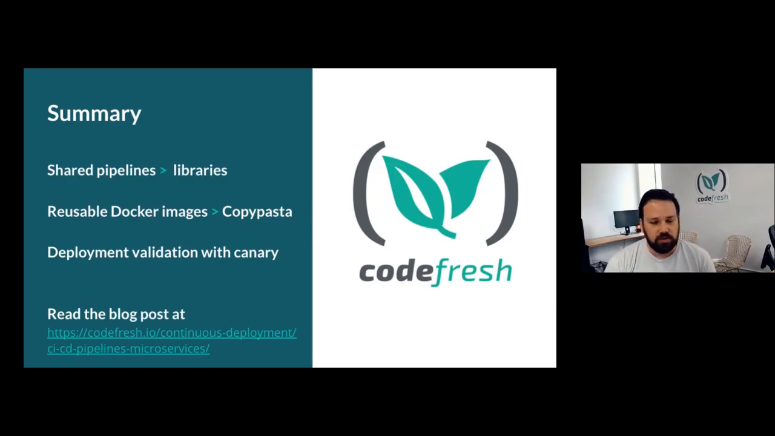In summary though, shared pipelines, much better than shared libraries. Shared libraries, I can't say enough bad things about them. I think it's a really bad way to build CI/CD pipelines. But shared pipelines, those are awesome. They work really, really well. Reusable Docker images work way better than a lot of copy pasta scripts that are just jammed into pipelines. And of course, validating your deployments with canary is highly valuable.